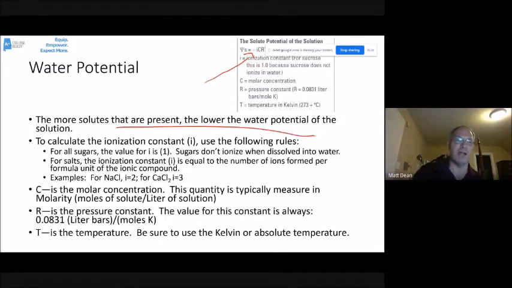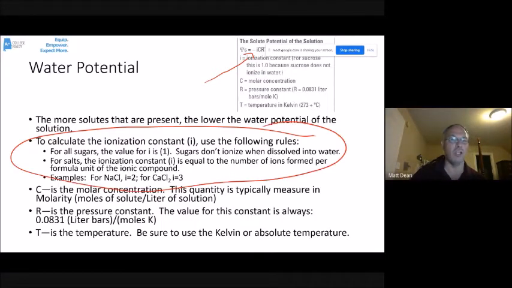We already talked about how to calculate the ionization constant, i. It's always 1 for sugars because sugars don't ionize. For salts, break up the salt into ions and figure out how many ions form per formula unit of salt. C, we already said, is the molar concentration, the molarity. R is the pressure constant or gas constant, 0.0831. And T is the Kelvin or absolute temperature.